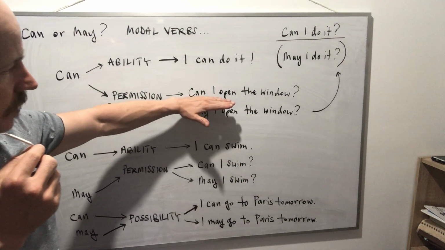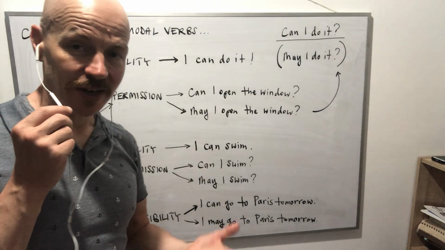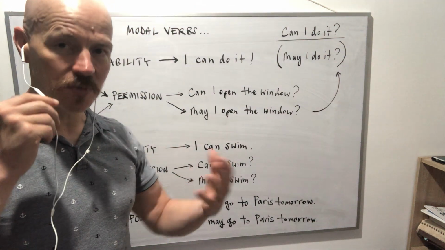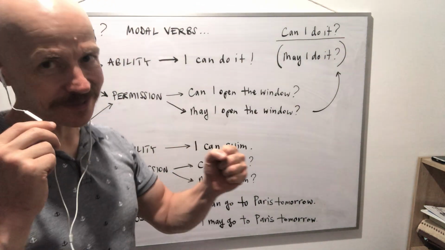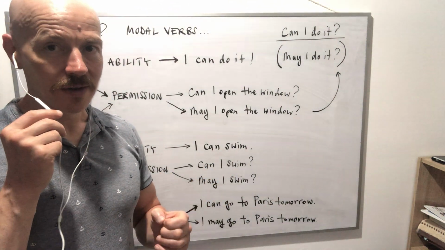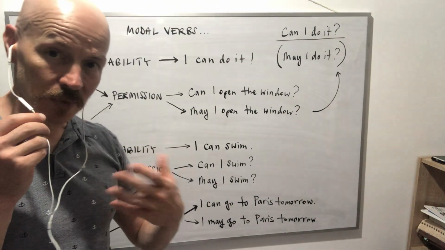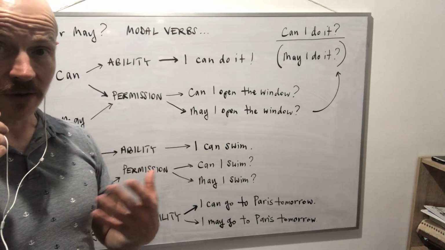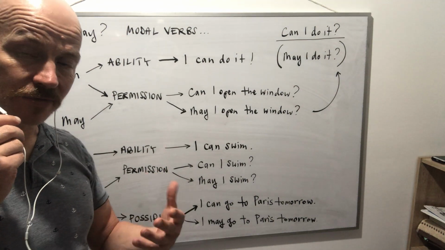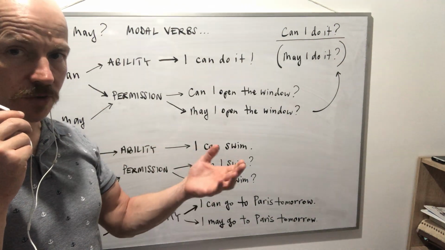Because remember that because can also indicates ability, if I ask it as a question, can I open the window? Perhaps I'm doubting my ability to open it. Maybe the window's really heavy to push and I can't open the window. So, may I open the window? Because it's a request, it's a very polite request. So in that sense, may is probably a better phrase to use because you're making a polite request. You're asking permission to do the thing.